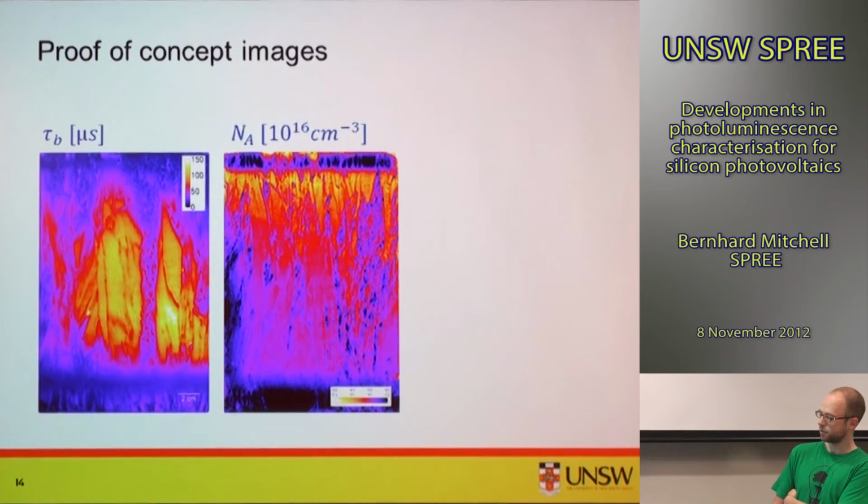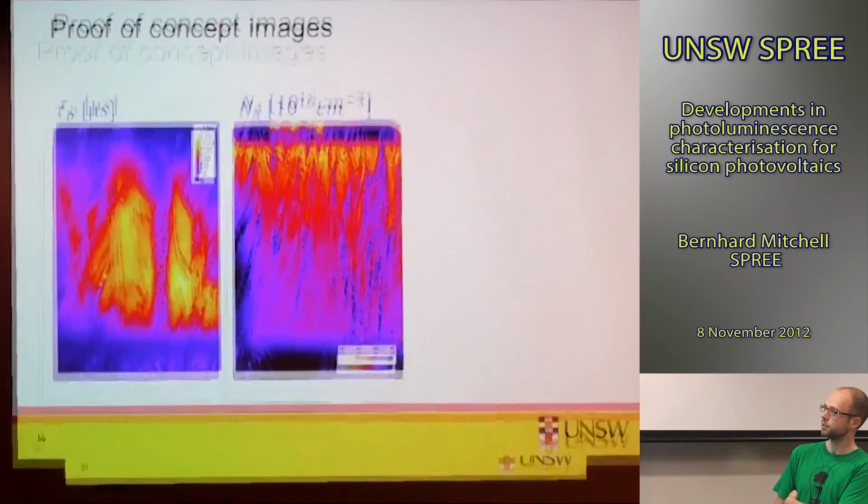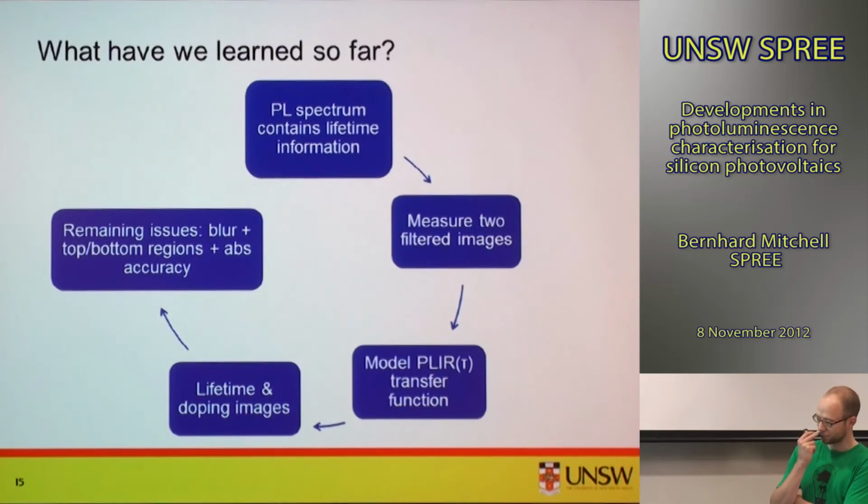I'm just showing these proof of concept results, and just want to come back and remind us what we have learned so far. So we use the PL spectrum, knowing that it contains lifetime information. We measure two filtered images, model the PL intensity ratio transfer function, and can then transfer the images into lifetime and doping images. Remaining issues are blur in the top and bottom region and the absolute accuracy.